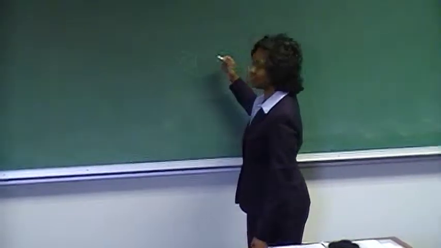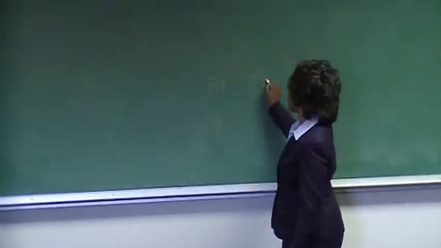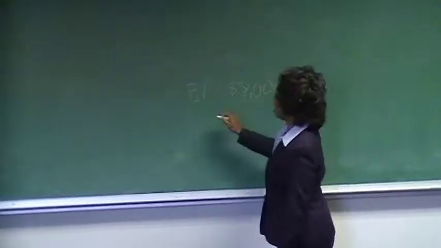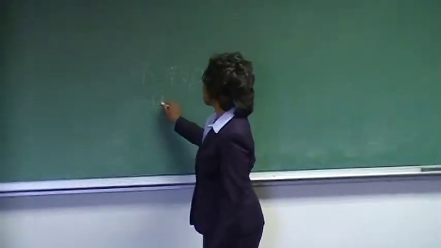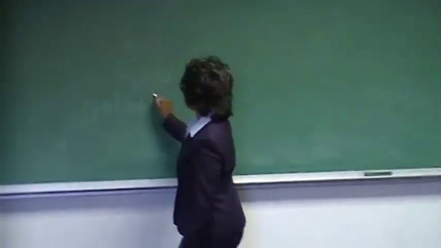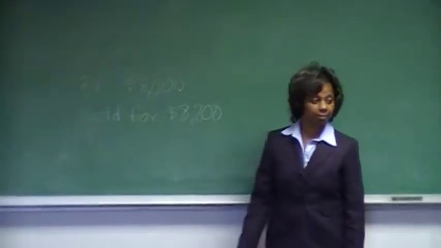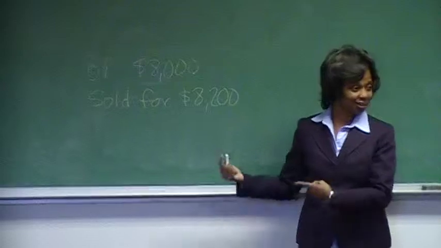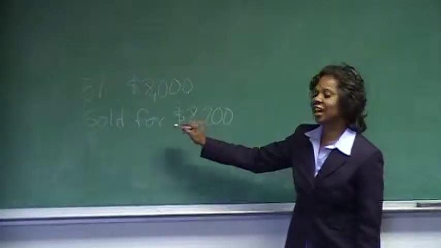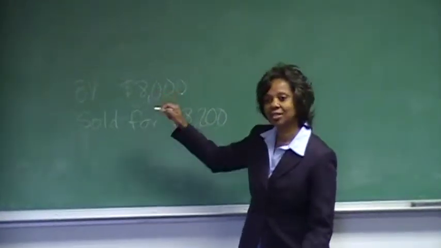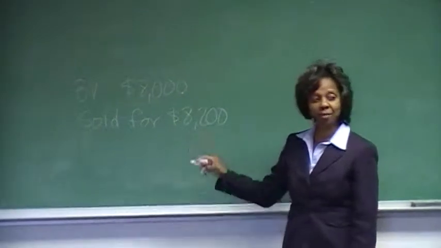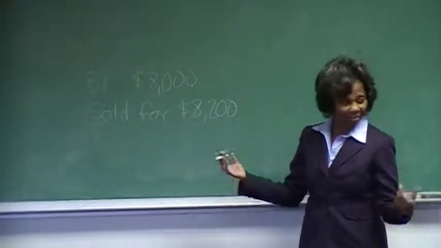Some equipment has a book value of $8,000, and it's sold for $8,200. Do you think that's going to be a gain or a loss? Gain. Can you see it? If it sells for more than the book value, it's a gain. Can you tell me how much of a gain? $200. See, that fast?